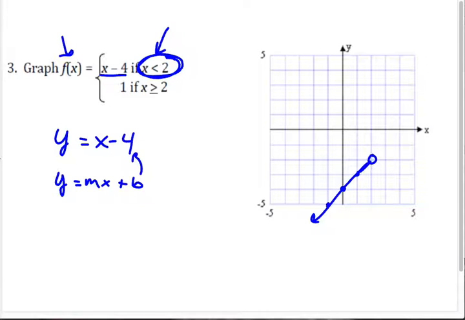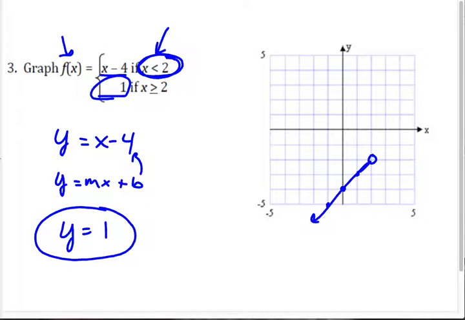The next part is the 1 right here, y equals 1. Well, there's no variable. There's no x that it's equal to. So this is what we call a constant function when it's just equal to one number. If you're going to put this in slope-intercept form, it'd be y equals 0x plus 1. My y-intercept is 1. My slope is 0. So basically, it's just a horizontal line. That's the constant function. That's how it works.